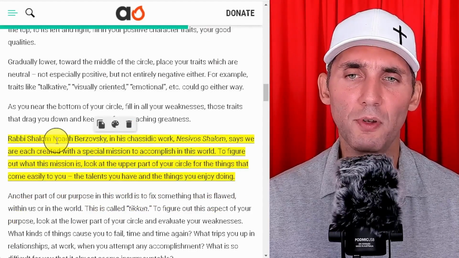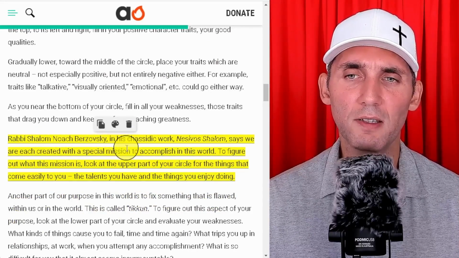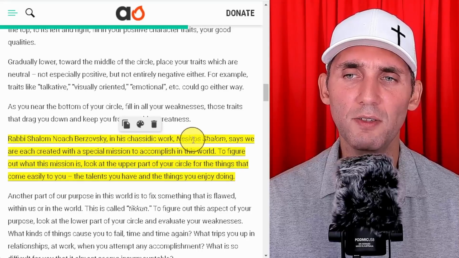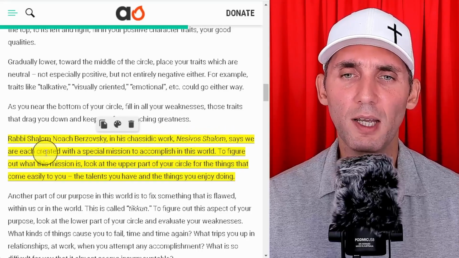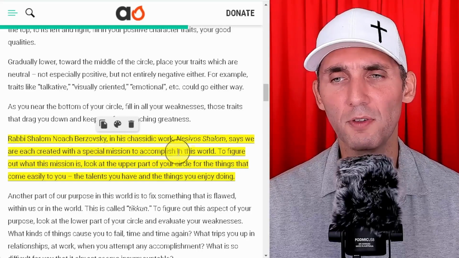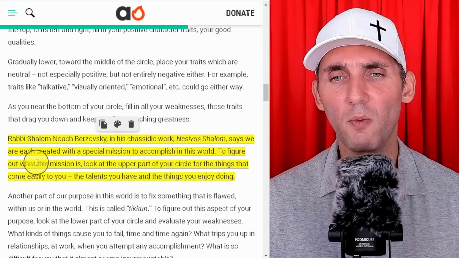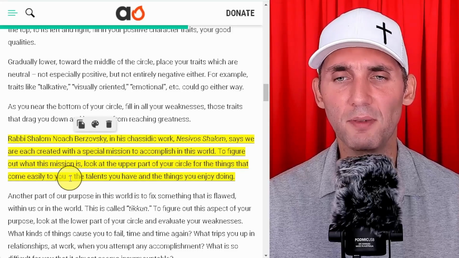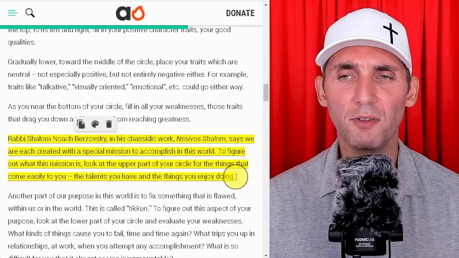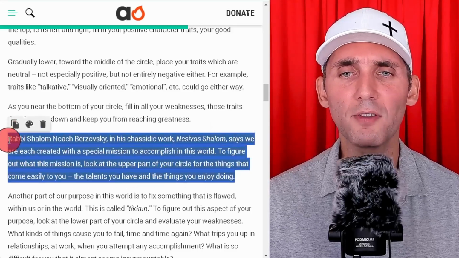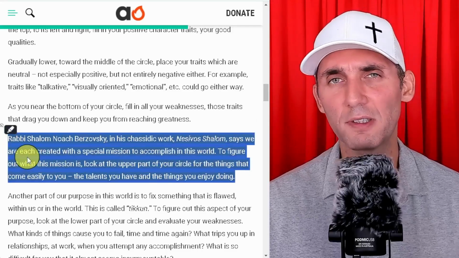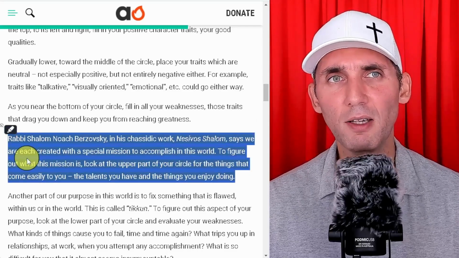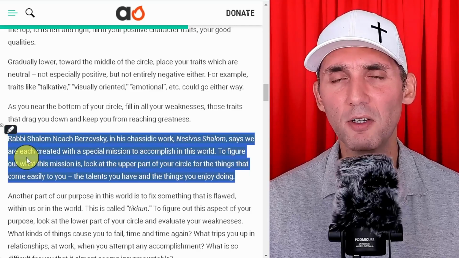Rabbi Shalom Noach Berzovsky, in his Hasidic work Nezivos Shalom, says we are each created with a special mission to accomplish in this world. To figure out what this mission is, look at the upper part of your circle for the things that come easily to you, the talents you have and the things that you enjoy doing. So the rabbis are all about this New Age stuff, folks. When you're doing New Age, you are just practicing mystical Judaism.